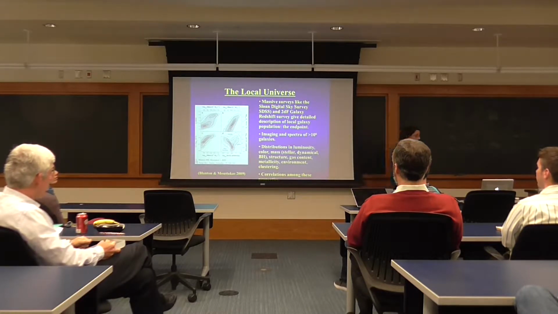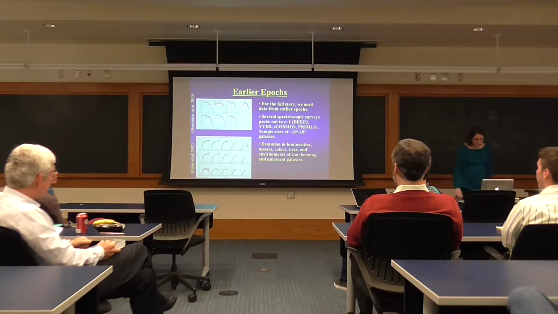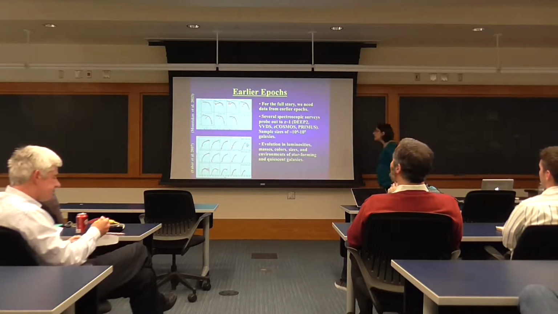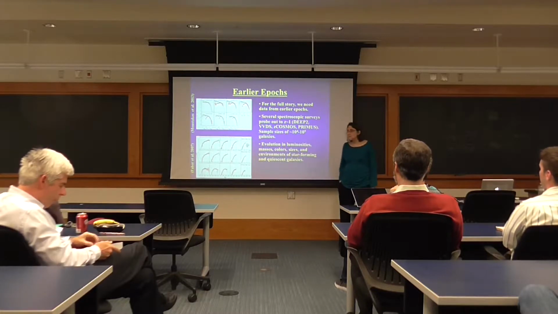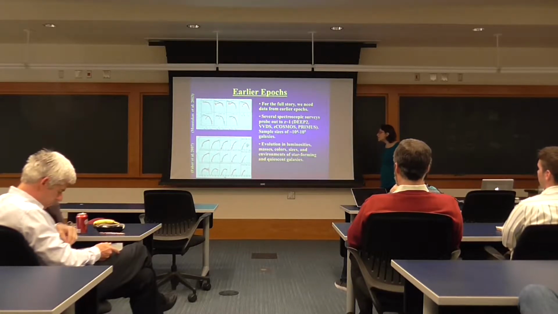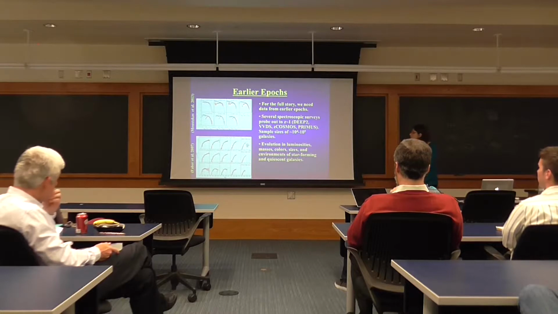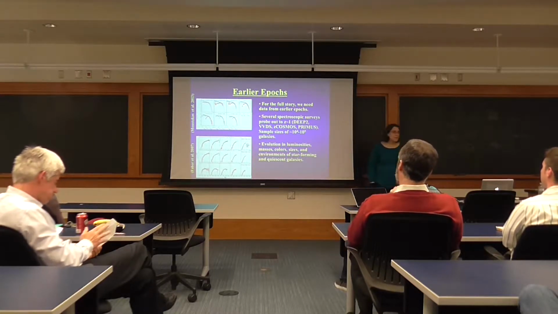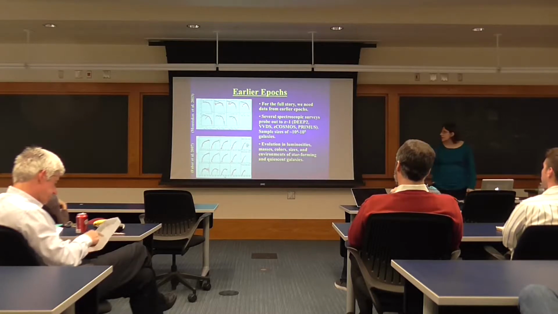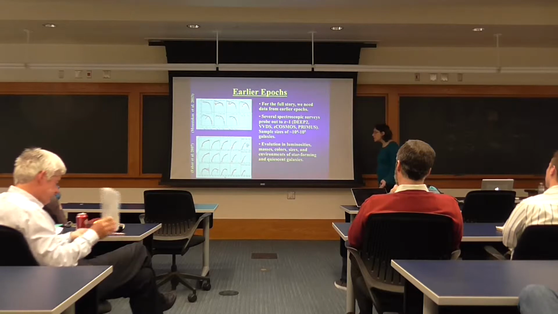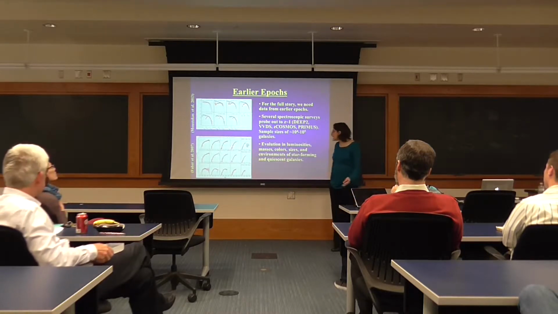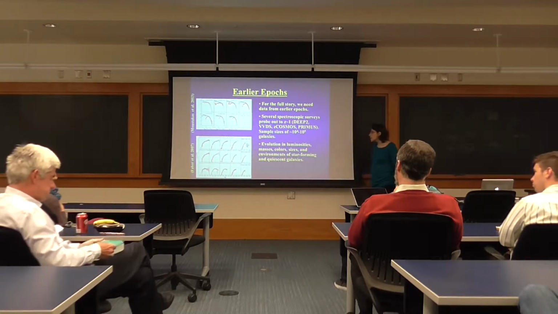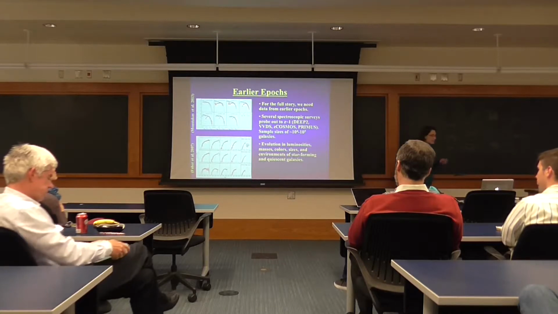Okay, so this tells us now, but for the full story, we need data from earlier epochs. There are several spectroscopic surveys that probe out to redshift 1, like the DEEP2 survey, the VVDS survey, the zCOSMOS survey, the PRIMUS survey. These are spectroscopic surveys that have sample sizes of maybe 10,000 to 100,000 galaxies. And these samples have shown what the evolution is like in luminosities and masses and colors and sizes and environments of both star-forming and quiescent galaxies.